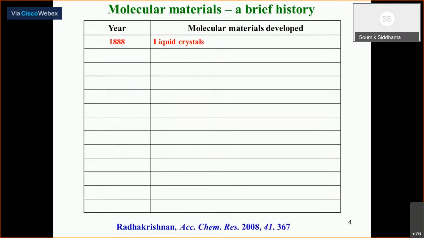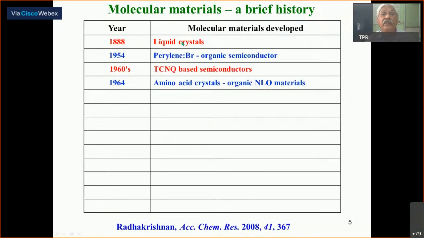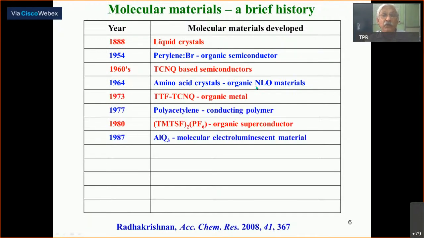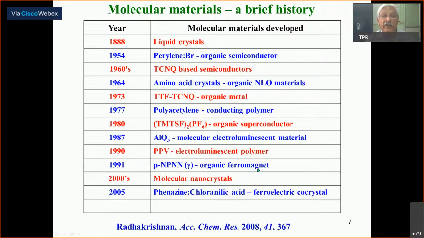Okay, so the molecular materials, this sort of a brief history. Again, courtesy Hawking's. Probably the most well-defined molecular materials started with the idea of liquid crystals in the 19th century, but it really took off in the 50s and 60s with the discovery of semiconductors and NLO materials and so on. And many, many more things followed: organic metals, conducting polymers, superconductors, electroluminescent materials, and so on. And again, ferromagnets, ferroelectrics, and nanocrystals, and so on.